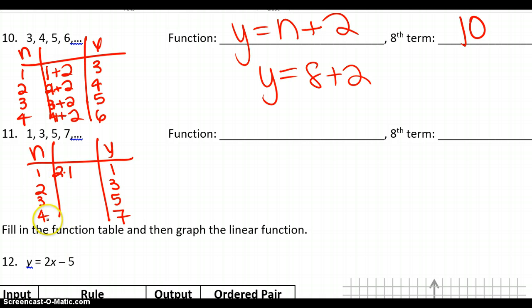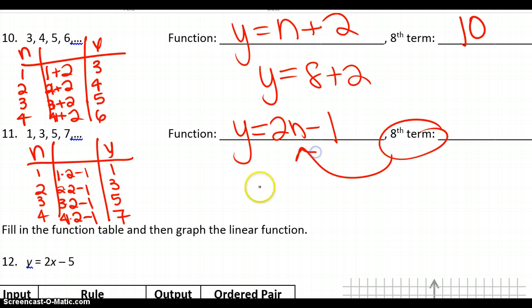If I multiply, oops, that should be a 1. No, I'm right. So if I multiply n times 2, that's 1 times 2, which is 2. And to get to 1, I need to subtract 1. This one, 2 times 2 minus 1 is 4 minus 1, which is 3. 3 times 2 minus 1, and 4 times 2 minus 1. So my function is y equals 2n minus 1. If I'm finding the 8th term, I'm going to plug 8 in for n and get y equals 2 times 8 minus 1, which is 15.